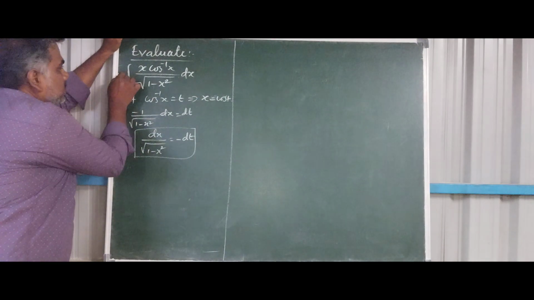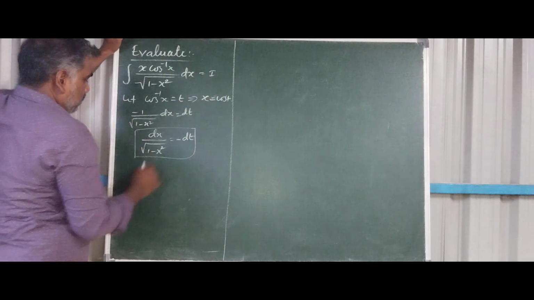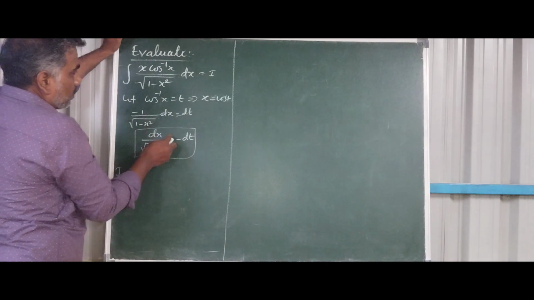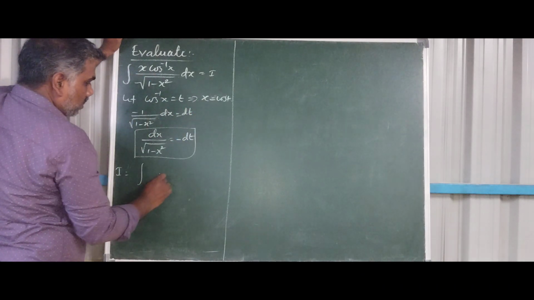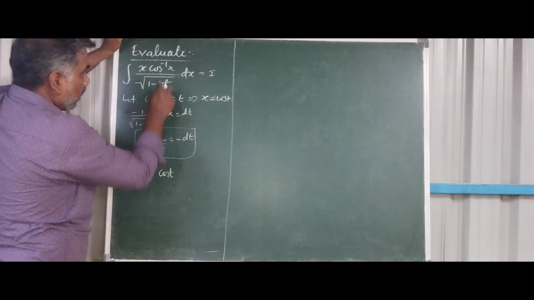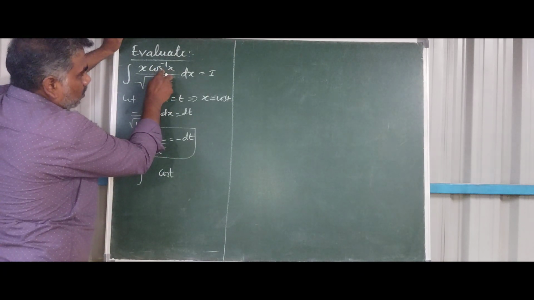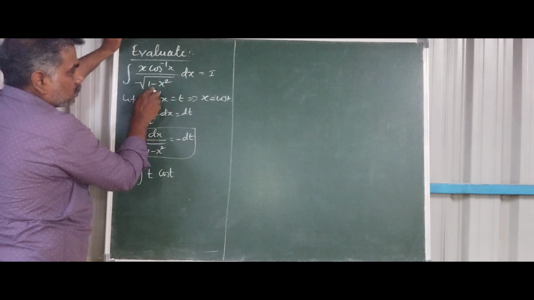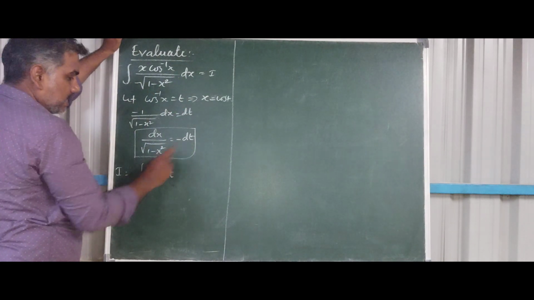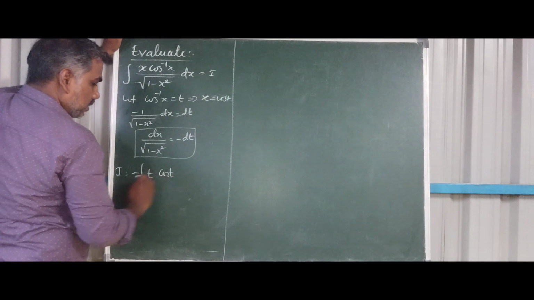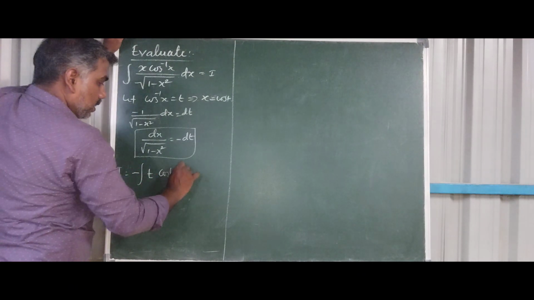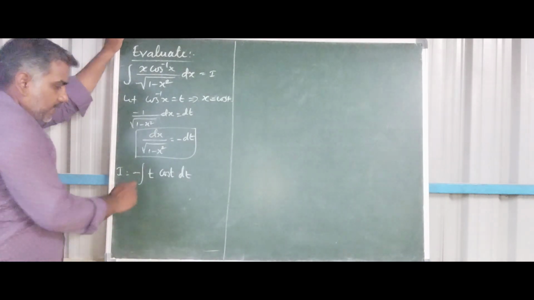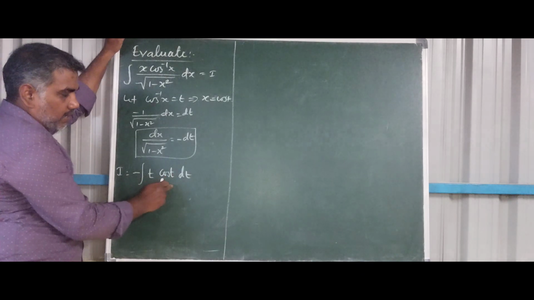So now we can see the changes in I. Therefore I is equal to the integration of x; in place of x I can write cos t, and instead of cos inverse of x, t. What is dx divided by root of 1 minus x square? Minus dt. So I am going to write minus before the integration and dt. Clear? Good. So, integration of t into cos t dt.